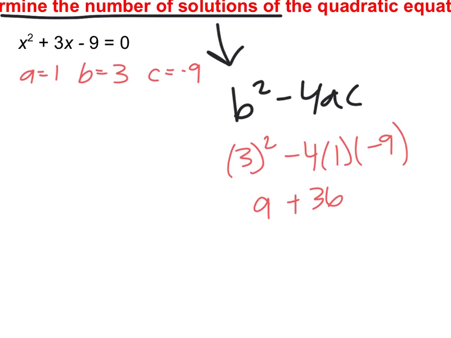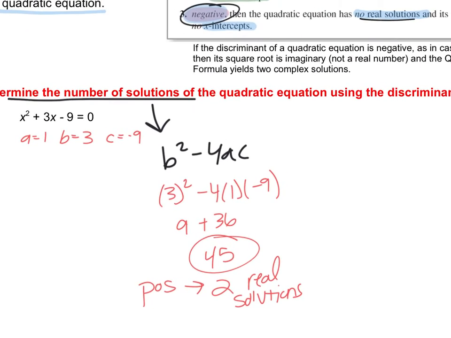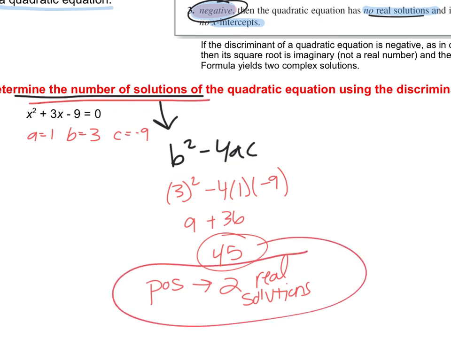So this is the same as what we did. Because this is 45, because it's positive, we have two real solutions. And the problem asks us, determine the number of solutions. And so our answer is 2. So we can use the discriminant just to kind of get a heads up on how many answers we should get.